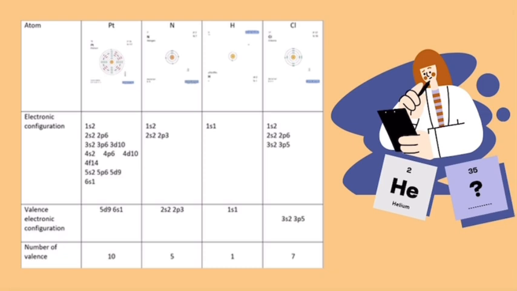The next one is chlorine. The electronic configuration of chlorine is 1s2, 2s2, 2p6, 3s2, 3p5. As we know, chlorine is in group 17, so it involves the p orbital. The valence electronic configuration for chlorine is 3s2, 3p5, giving a total of 7 valence electrons.